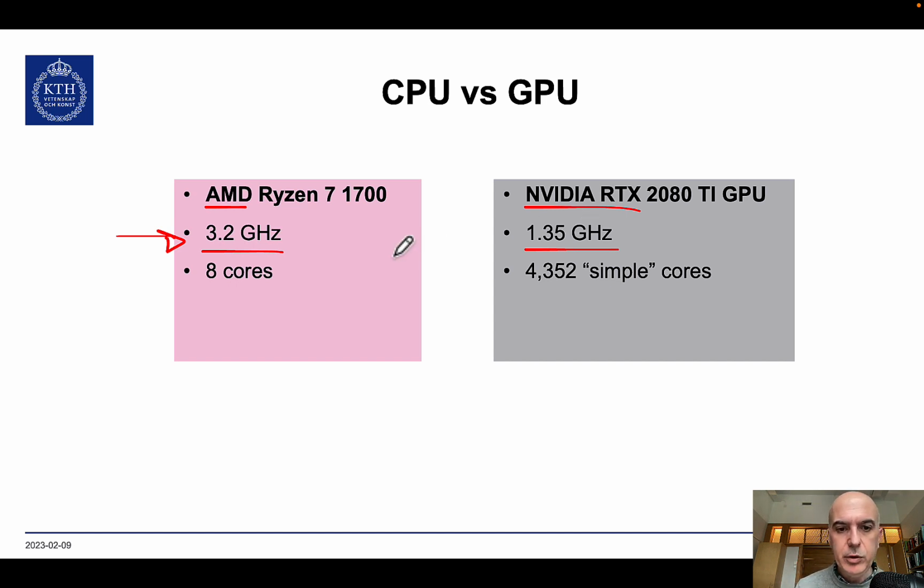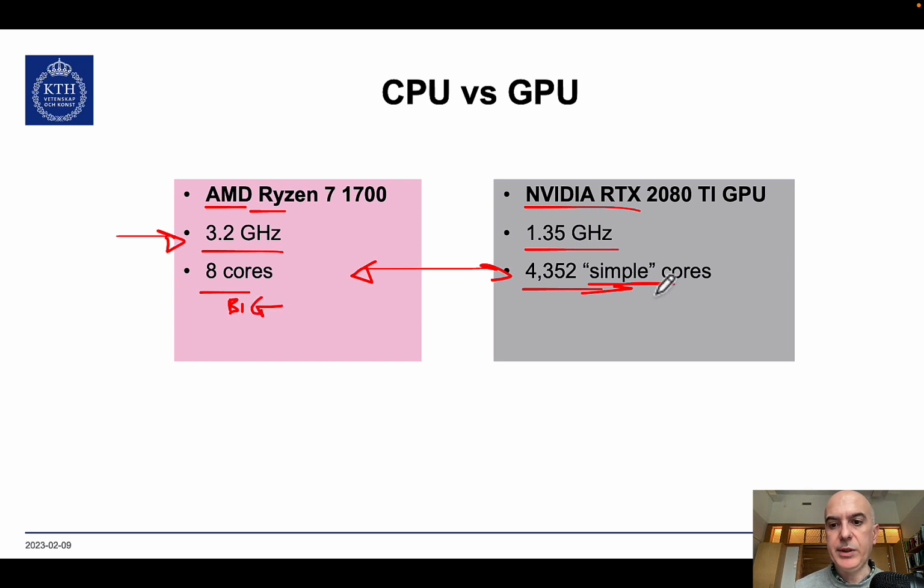The major difference though is really the number of cores. So in this particular CPU, we have 8 cores. In the case of the GPU, we have 4,352 simple cores. So why do I make the difference between simple cores of the GPU and the cores, also we can call them the big cores, of the CPU.